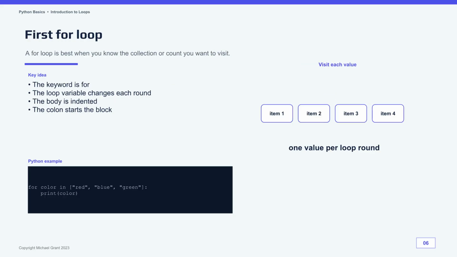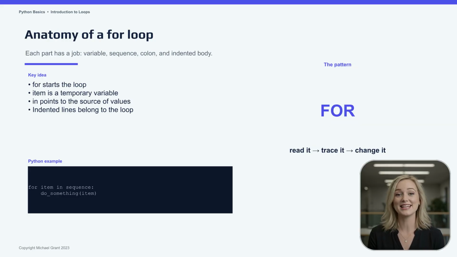A for loop is perfect when you know the collection or the number of times you need to repeat an action. Remember that the keyword is for. The loop variable updates every round, and the colon starts the indented block. Let's break down the anatomy of a for loop. You have the for statement, a temporary variable to hold the current item, the in keyword pointing to your sequence, and the indented body containing the code you want to repeat.